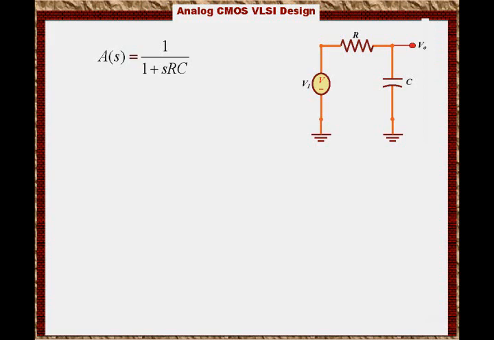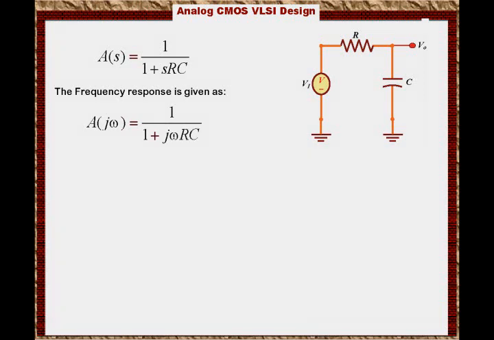By replacing S equals j omega, you transform the circuit from the general case, which is the Laplace domain case, to the phasor domain or the frequency domain, where we are using the pure sinusoidal signal. That's all that's in it, really. So now we say that A of j omega, replacing S with j omega, will equal 1 over 1 plus j omega RC.